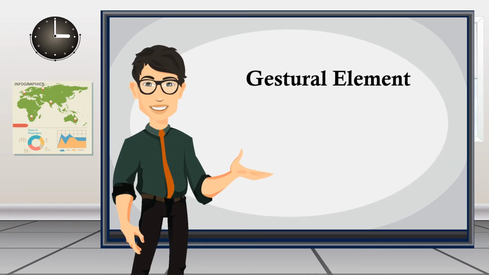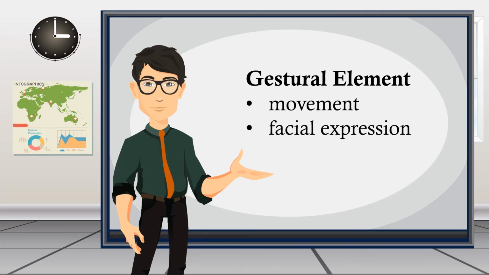The next element is gestural. This includes movement, facial expression, and body language. The gestural mode refers to the way movement is interpreted. Facial expressions, hand gestures, body language, and interaction between people are all gestural modes.